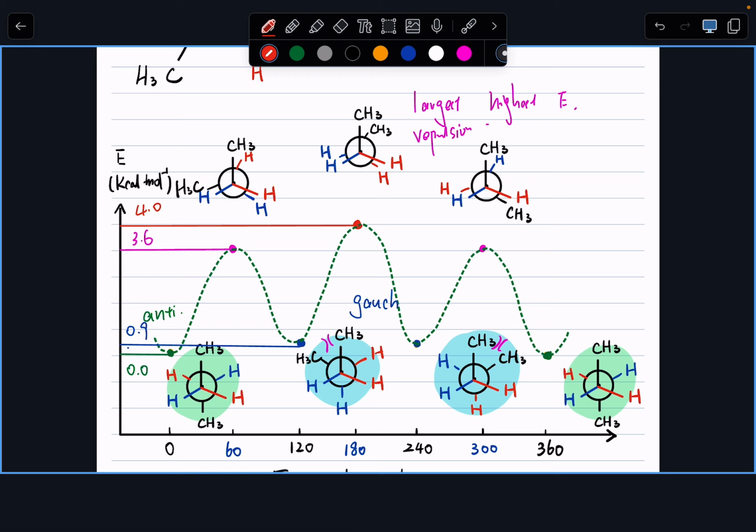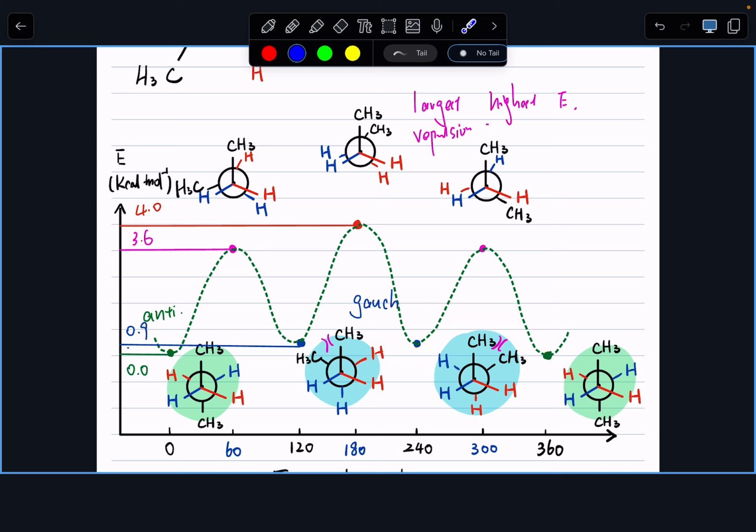Yes? Is there a special name for the methyl eclipsed on top of the methyl, or is it just like? You mean this one? Yeah. There should be. I don't have it off the top of my head, and I don't expect you to know about it.